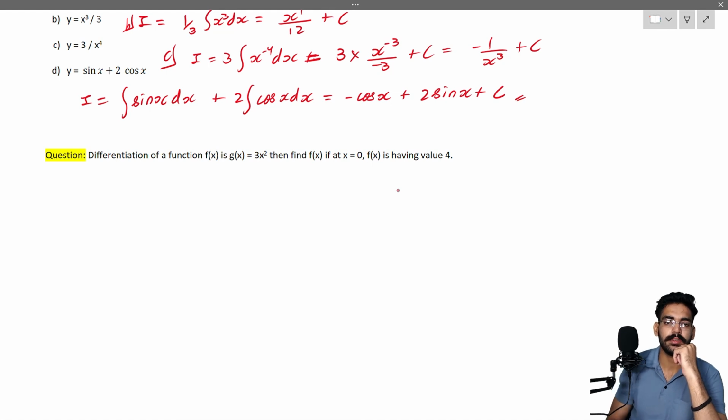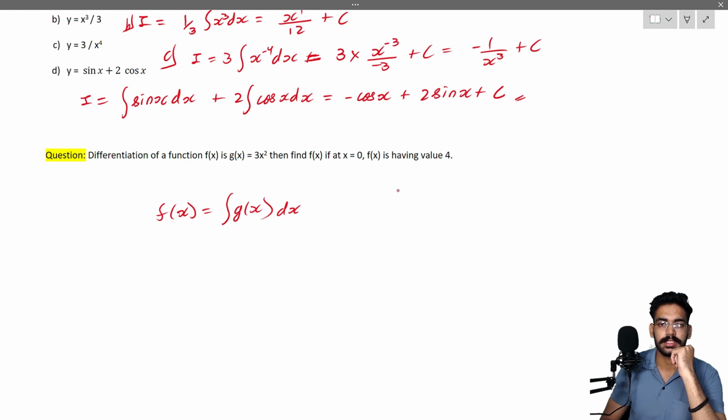So what is given? What he is saying is that when you integrate g(x), you are going to get f(x), because when you are differentiating f(x), you are getting g(x). So when you integrate the g(x), you will get f(x). Now, the g(x) value he gave us is 3x square dx.